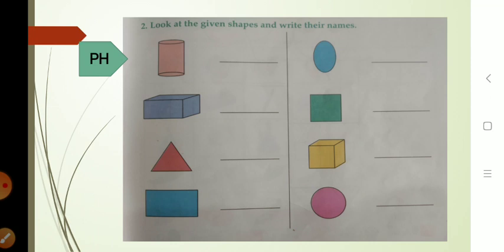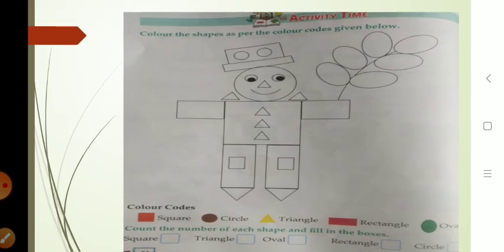Now we will move to our next page. Open page number 84. Yes, your favorite activity time. So one activity is given. Color the shapes as per the color code given below. Here one picture is given with different shapes. So what you have to do? You have to color the picture with the given color code.